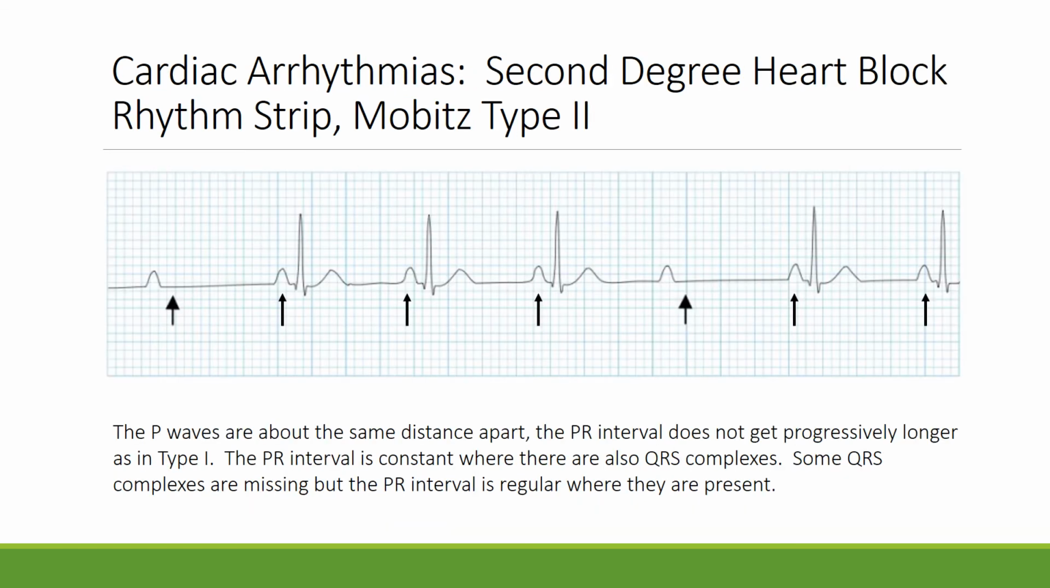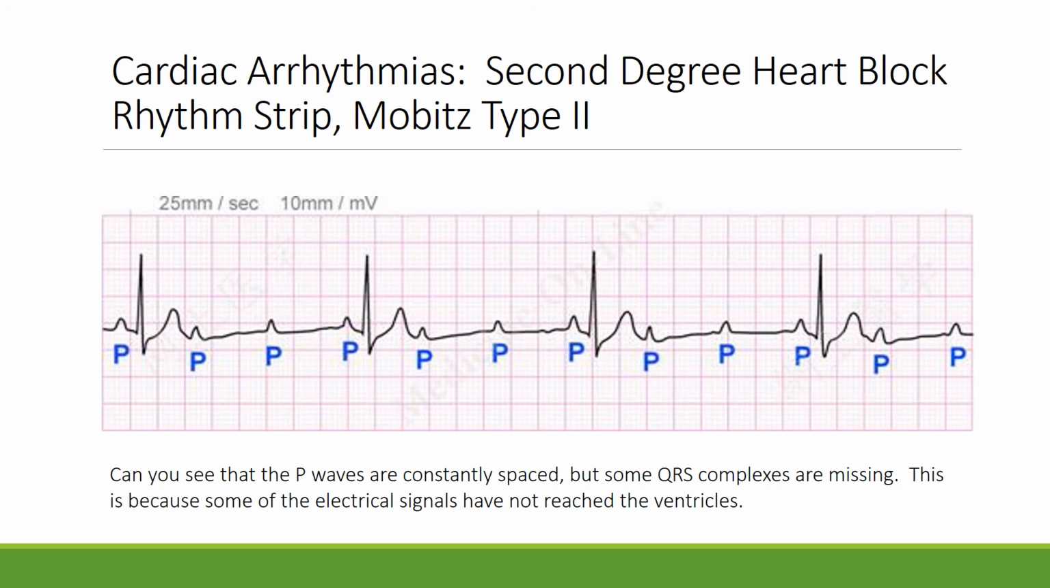This again is Mobitz type 2, so the PR intervals are not getting longer, and you should be able to see that the P waves that I've marked with the arrows are about evenly spaced. Again, this is Mobitz type 2, and what you should pay particular attention to in this case is the even spacing of the P waves.